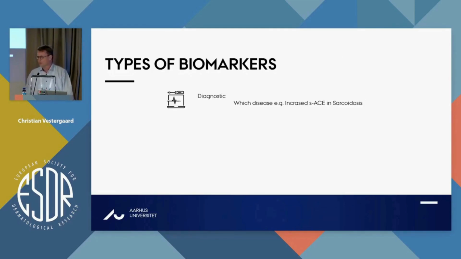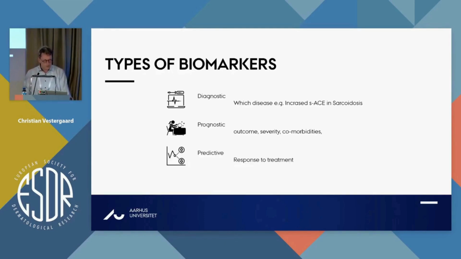We've also talked a little bit about this. Diagnostic biomarkers, right? Which disease are we talking about? Like serum ACE and sarcoidosis. We can talk about prognostic. This is something that we've just heard about, something that we're really, really interested in. The outcome of the disease or the severity of a disease, and in this case, what comorbidities are the risk of, and is the patient at a high risk of developing comorbidities. And finally, also the response to treatment, which I find is very, very interesting.